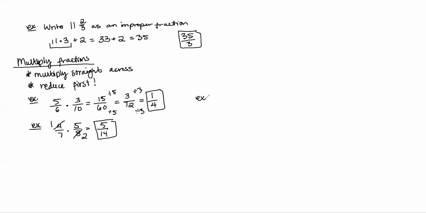All right, so one last example, just so you can see what it looks like when we have mixed numbers. Say we have 3 1/3 times 1 3/4. So when we have mixed numbers, we have to put these into improper fractions before we multiply. So remember, we're going to multiply the denominator by the whole number. So 3 times 3 is 9, plus the 1 gives us 10/3. And then we're going to take 4 times 1, which is 4, plus 3, so 7/4.